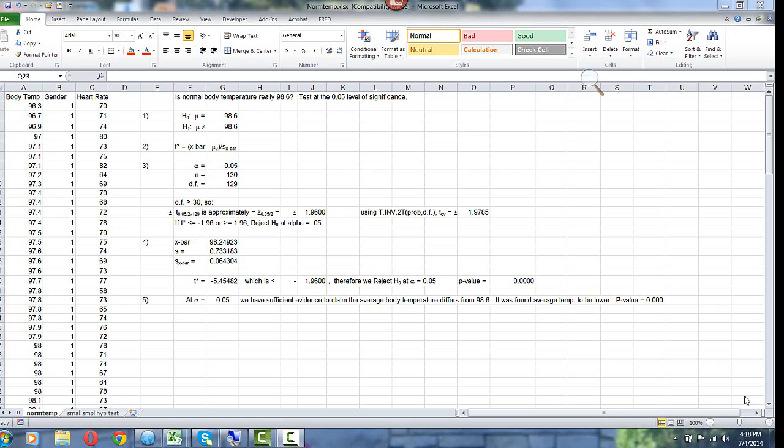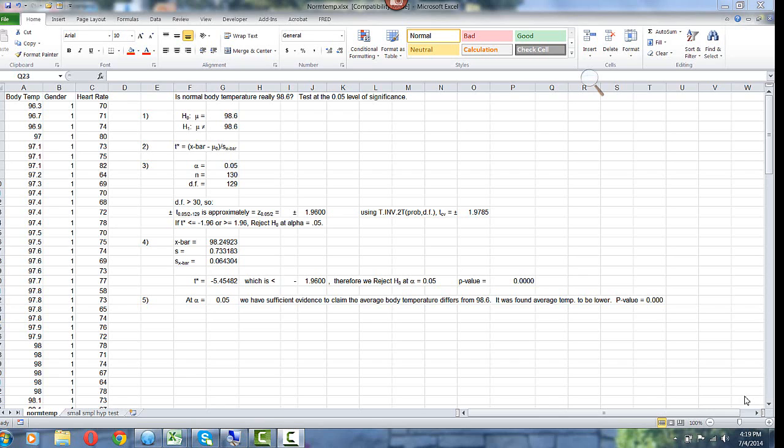In this particular case, we're going to test to see if body temperature is really 98.6. That's been long established, and we're going to use some sample data. This is actual data that was collected on 130 individuals, and we're going to use that to see if we would support or reject the hypothesis that the mean body temperature of individuals is 98.6. We will test this at the 0.05 level of significance.